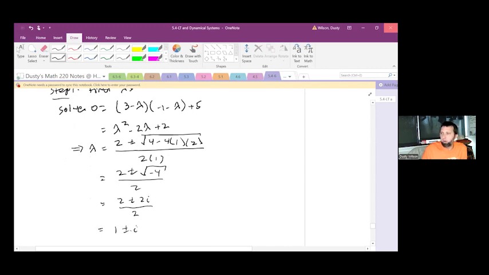So there's our eigenvalues. Notice they're complex conjugates. Also, notice that our r would be the square root of 1 squared plus 1 squared, or the square root of 2. So we know this is going to be a situation where we're going to spiral out, right? It's going to get bigger and bigger and bigger. Something along those lines.